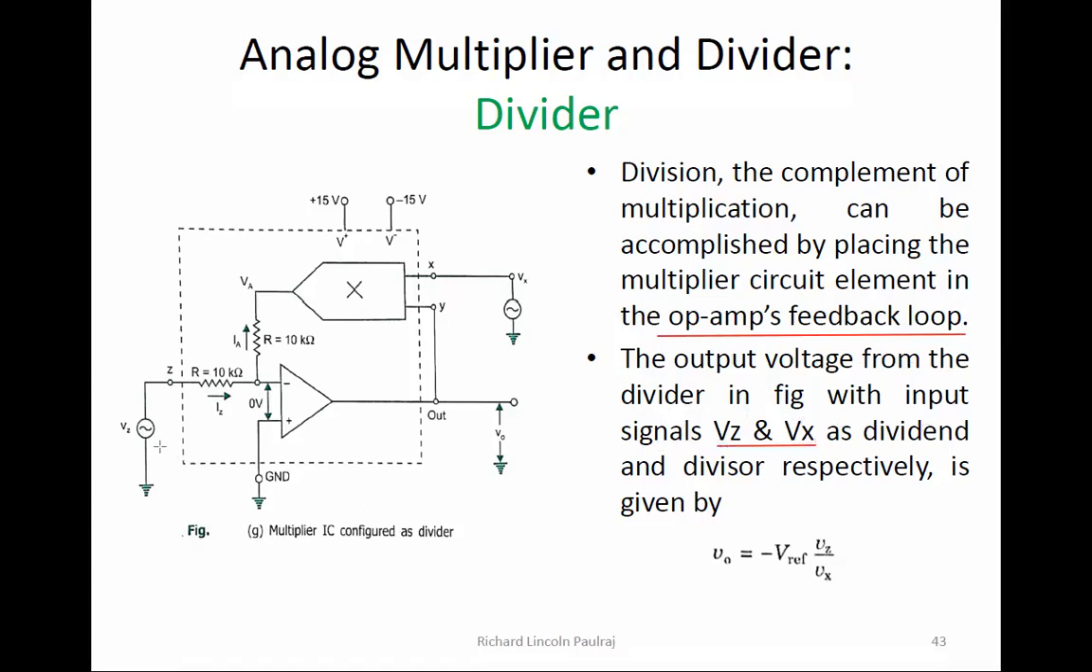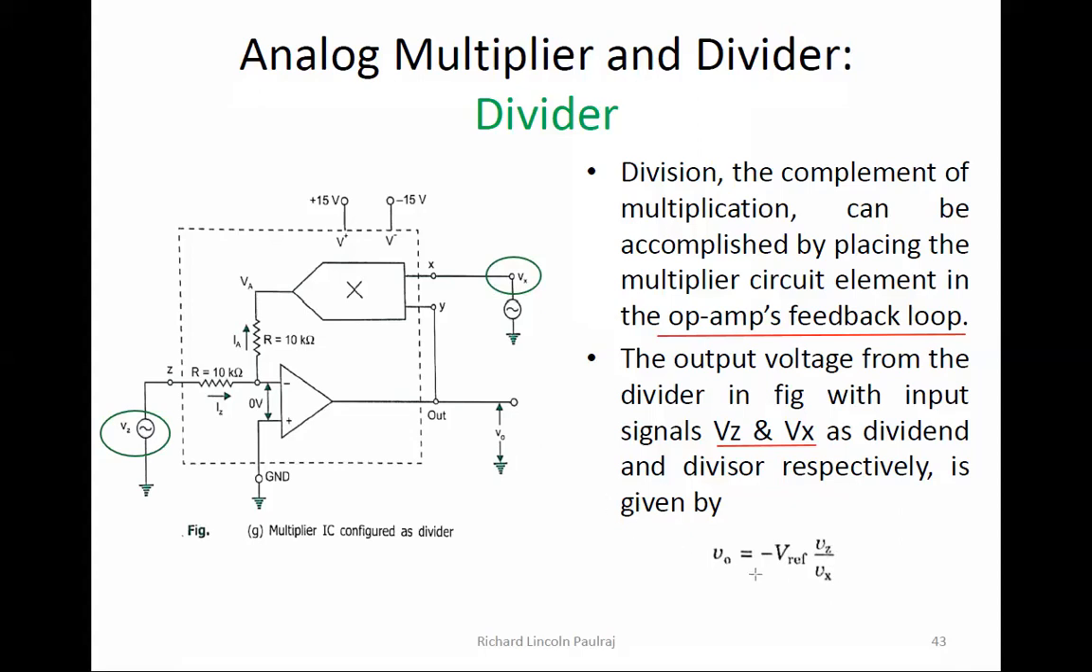Okay, so Vz is here and Vx is here, right? So these two become my input signals, isn't it? So Vx and Vz, these become my input signals, right? Okay, they are dividend and divisor respectively. So I have Vx and Vz. Okay, so these are dividend and divisor. So which means Vz is going to come at the numerator and Vx is going to come at the denominator.